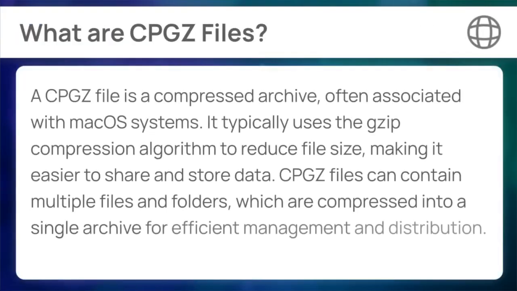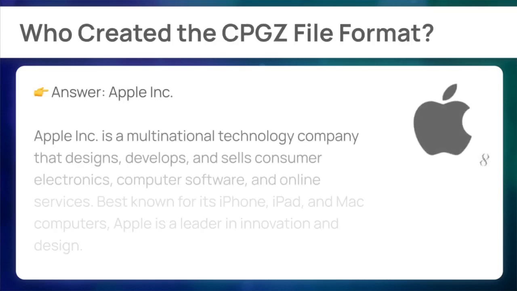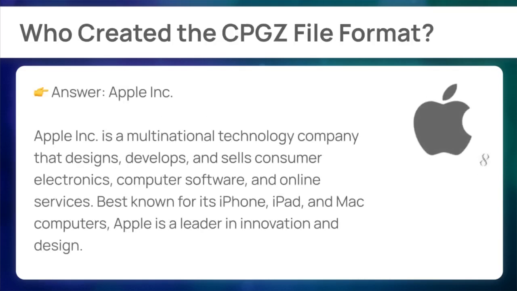A CPGZ file is a compressed archive, often associated with macOS systems. It typically uses the gzip compression algorithm to reduce file size, making it easier to share and store data. CPGZ files can contain multiple files and folders, which are compressed into a single archive for efficient management and distribution.